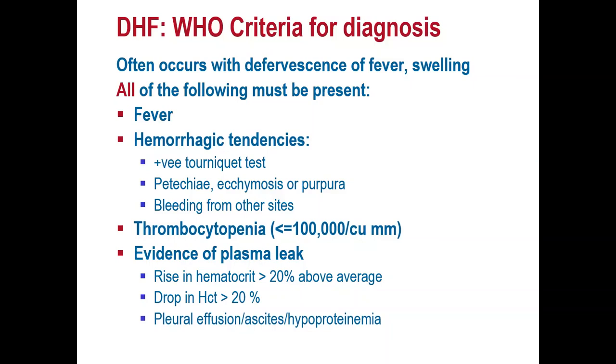This is very important, as it gives us the guide regarding the patient's treatment with IV fluids: the hematocrit, the hemoconcentration. That is basically the first and most important sign of dengue shock syndrome. If the hematocrit rises more than 20% or drops more than 20%, the patient is at risk for dengue shock syndrome, and in that case we have to consider the patient for IV management. The pleural effusion, ascites, and hypoproteinemia are all just because of the vascular permeability and third space loss.